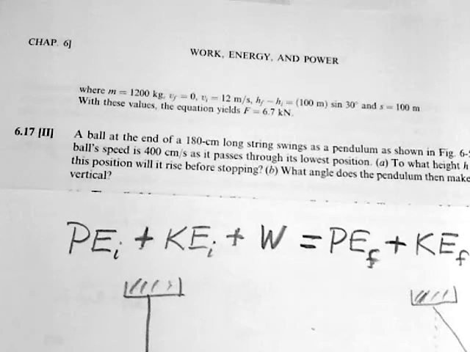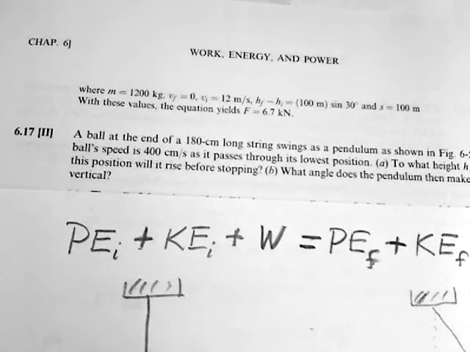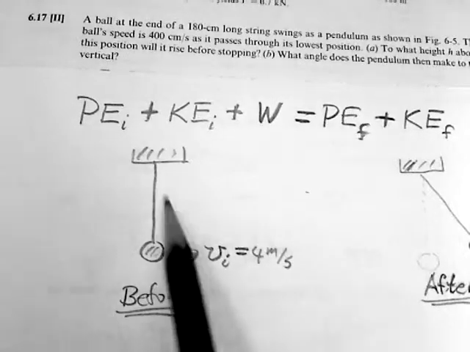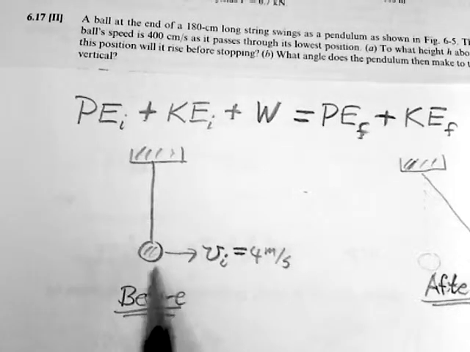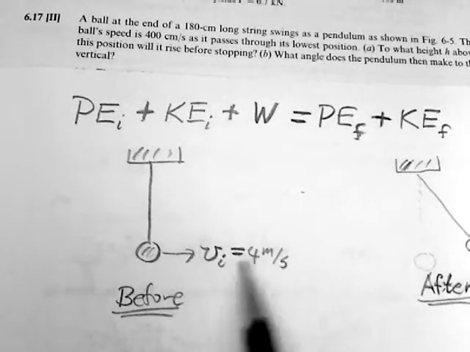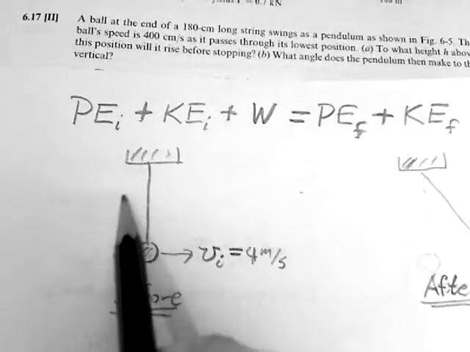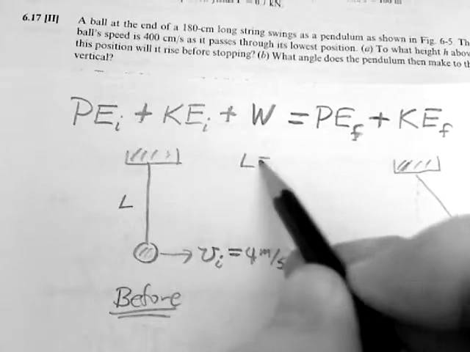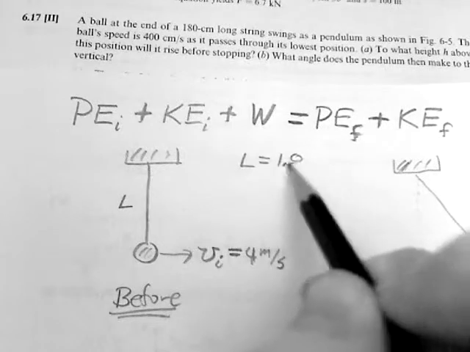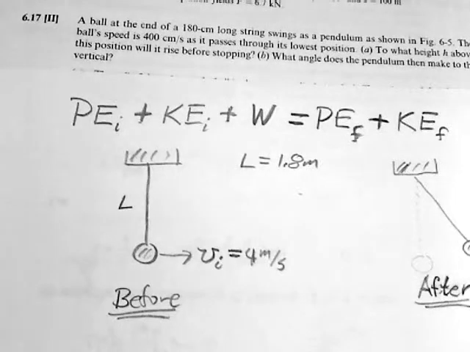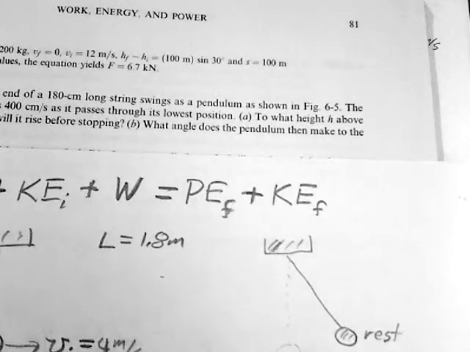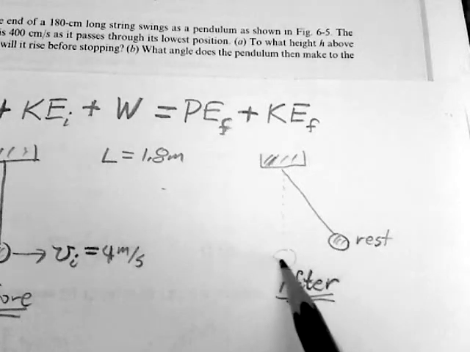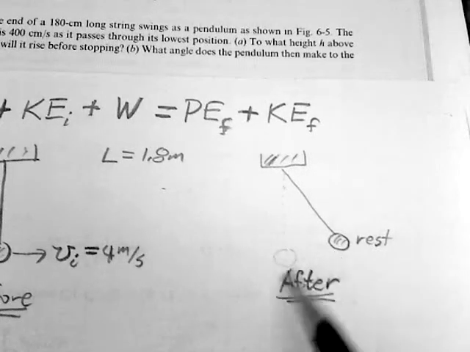On problem 617, you have a pendulum, and you give it a kick here, and the initial velocity is 4 meters per second. They give you the length of the pendulum, and the length of the pendulum is 1.8 meters. So I'm converting all of these over to MKS. They want to figure out how high it rises from this lowest position. How high did it rise?